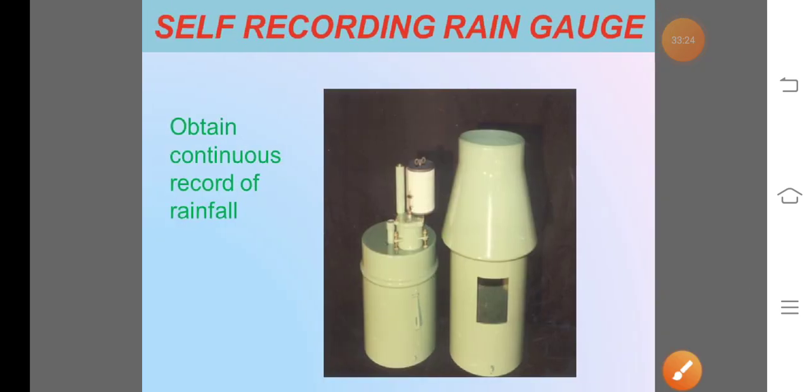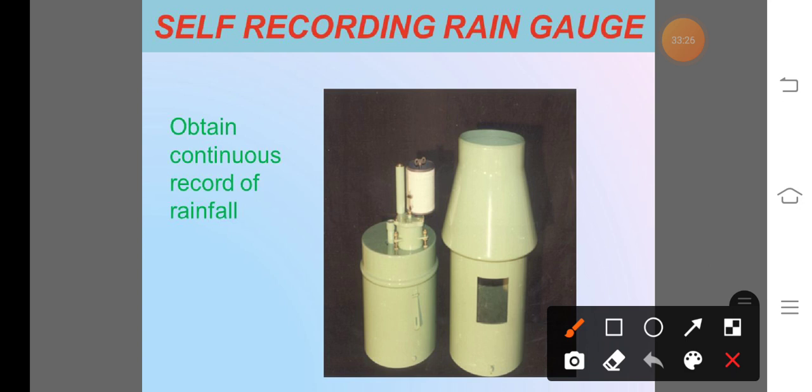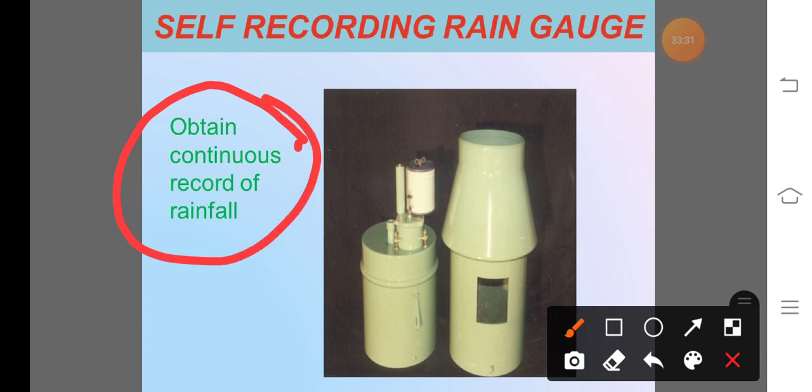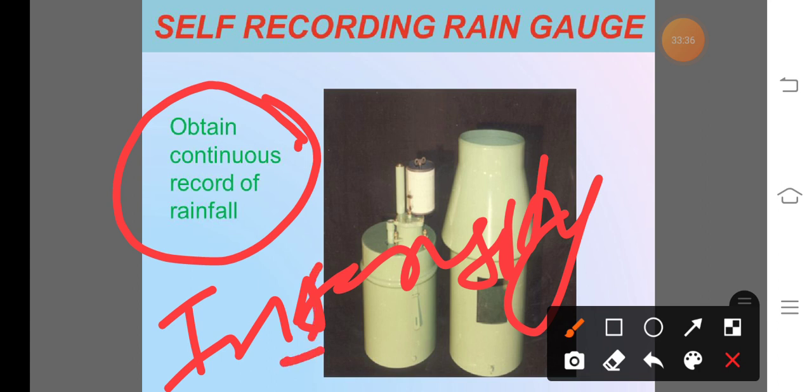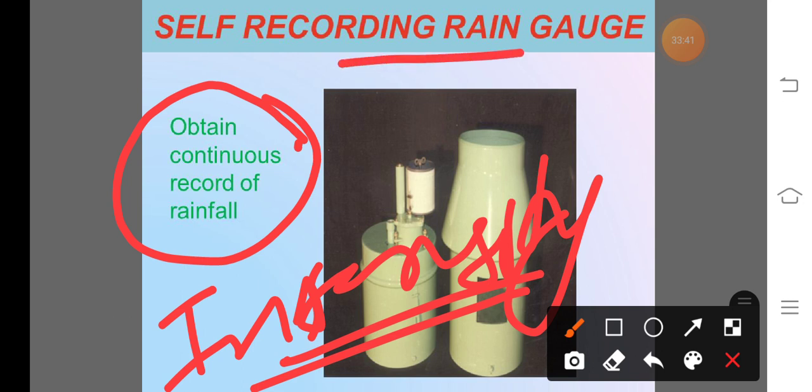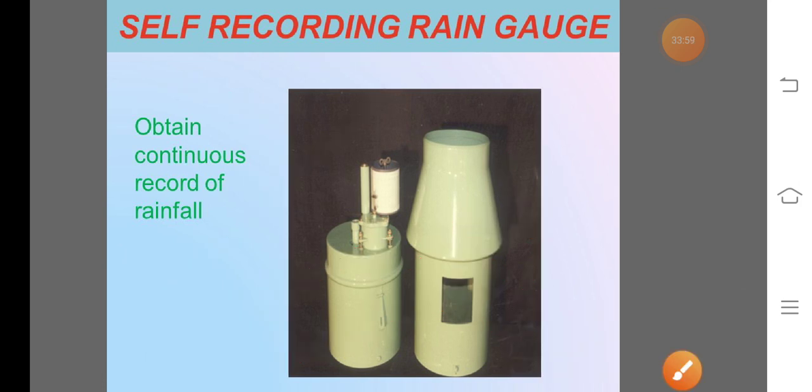Now next, the self-recording rain gauge. The self-recording rain gauge records continuous rainfall. The intensity of rainfall can also be calculated by using the self-recording rain gauge. That means the intensity of rainfall is measured by the self-recording rain gauge. This rain gauge gives continuous and automatic recording of rainfall that occurs in 24 hours. So this is about the self-recording rain gauge.